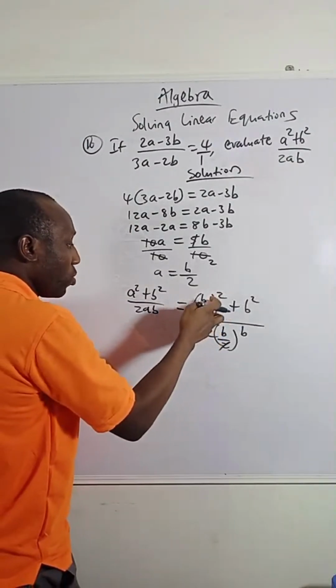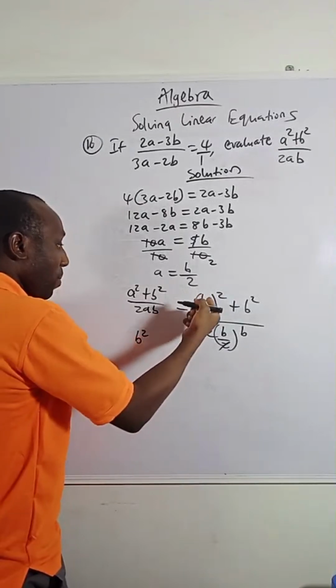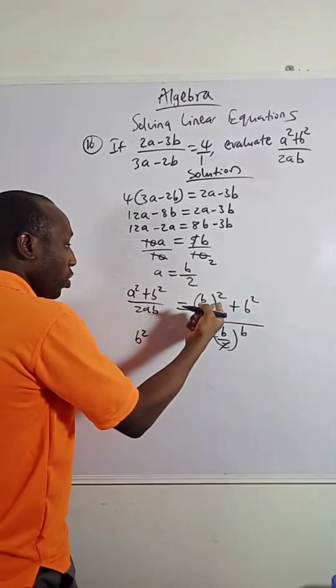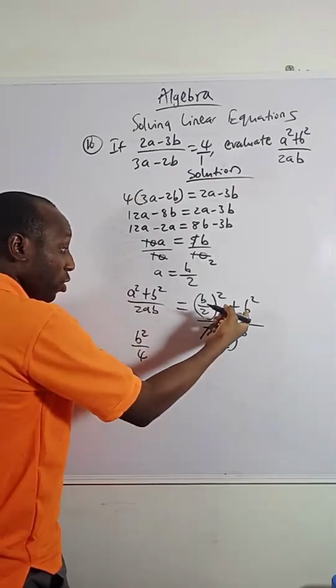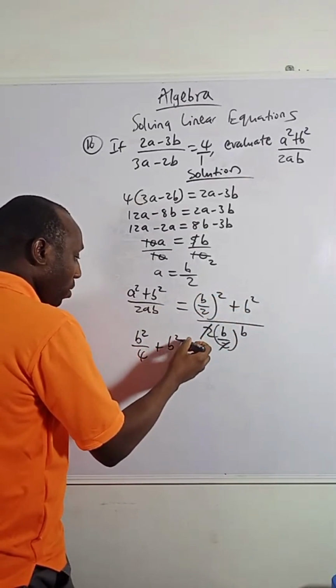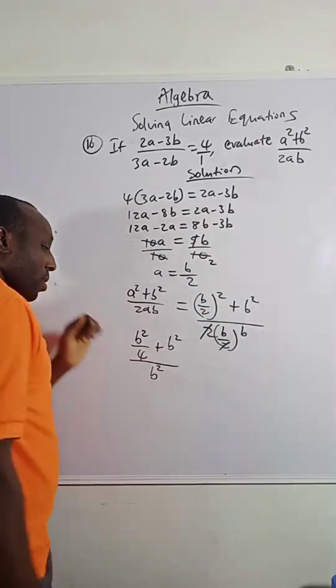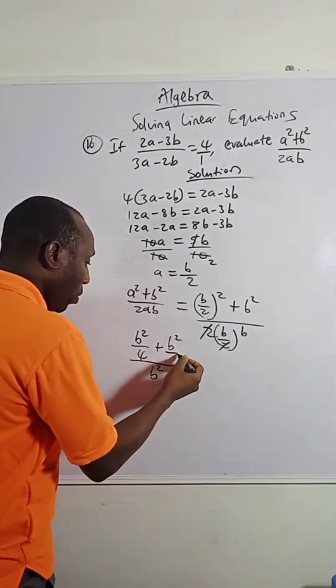Now let's apply this square to both b and 2. So you have b squared, because b raised to the power 2 is b squared. Then 2 raised to the power 2 is what? 4. Make sure you do that. It's affecting b and 2. So plus what? b squared over, what's this? b times b is b squared. Making sense? So you can put over 1 here.